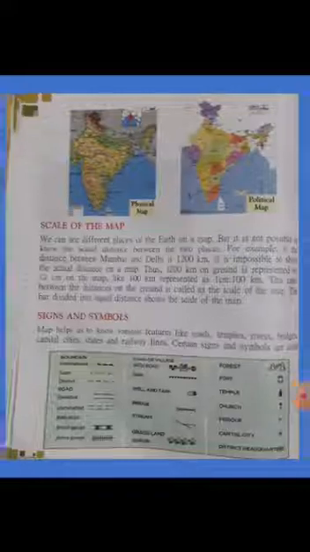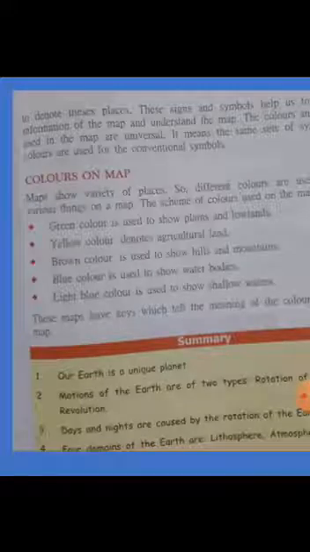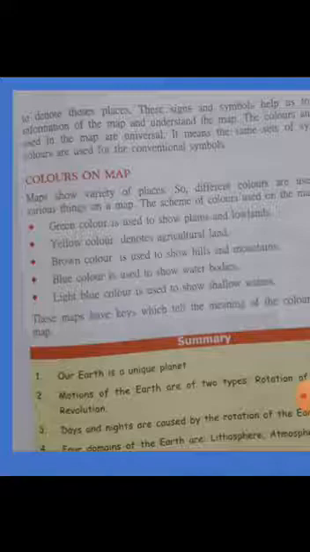Then next is colors on a map. Maps show a variety of places, so different colors are used to show various things on a map. Look at the map given on page number 34. Different colors are given there: violet, yellow, blue, green, dark blue, light blue, light yellow, dark yellow. These different colors are given in order to understand the different places.